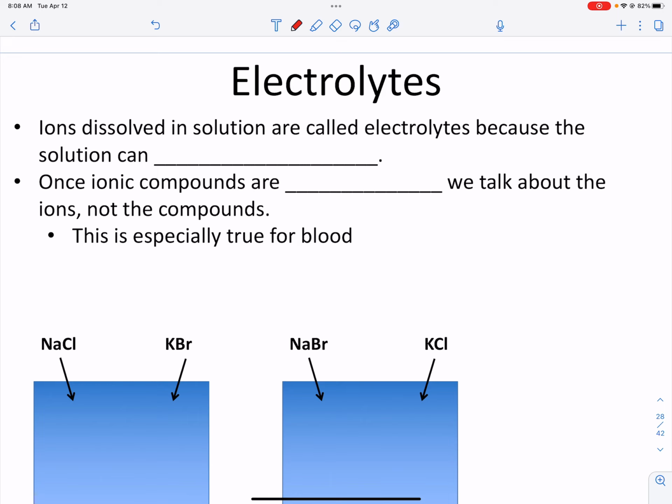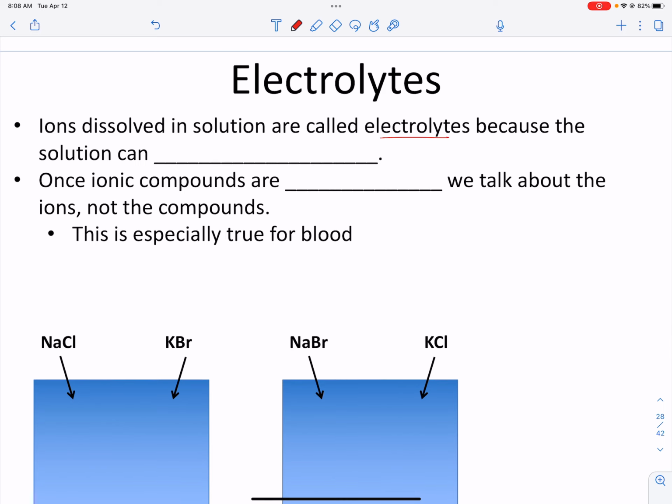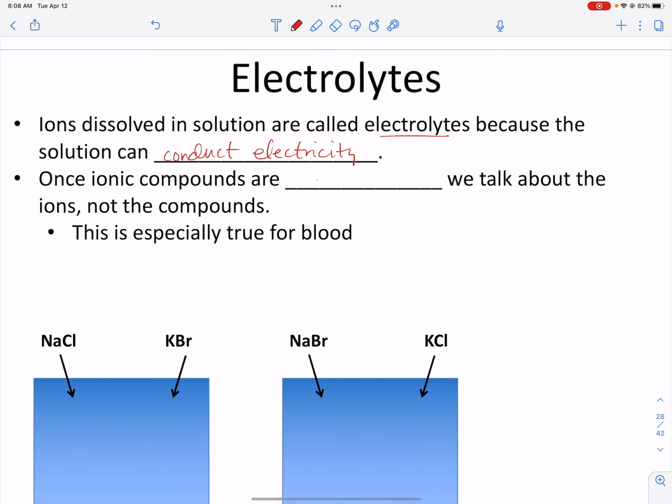Okay, so electrolytes. You guys have heard this term before. When you buy a sports drink or something, you talk about the electrolytes in your sports drink. So it says ions dissolved in solution are called electrolytes because the solution can conduct electricity. Once ionic compounds are dissolved or disassociated is what I'm going to write, I think there's 2 S's there. Disassociated, we talk about the ions, not the compounds. Okay, and this is especially true for blood because our blood contains lots of ionic compounds, or lots of ions, such as sodium and chloride and potassium and magnesium and calcium.